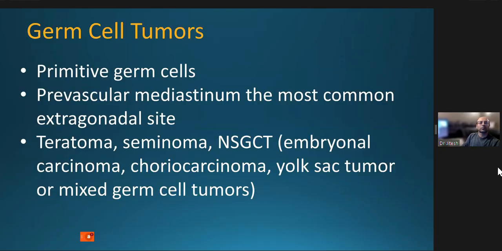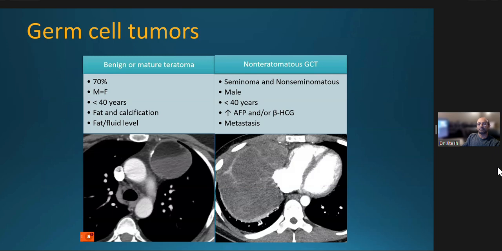Now let's talk a little bit more about the germ cell tumors. These tumors derive from the primordial germ cells, and mostly occur in the prevascular mediastinum, an extragonadal site. Teratoma, seminoma, and non-seminomatous germ cell tumor are the common germ cell tumors. Based on imaging, we can try to differentiate the mature teratoma, which is a benign teratoma, from the immature teratoma or non-teratomatous germ cell tumors.